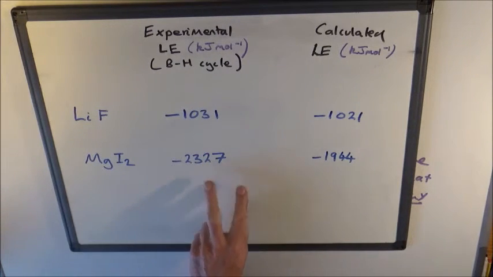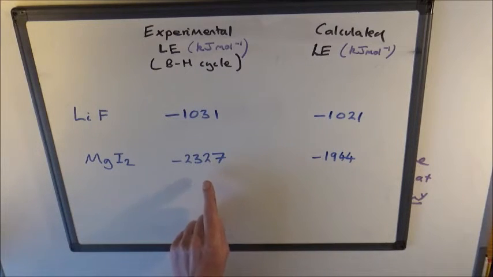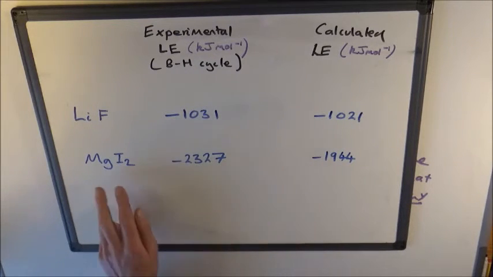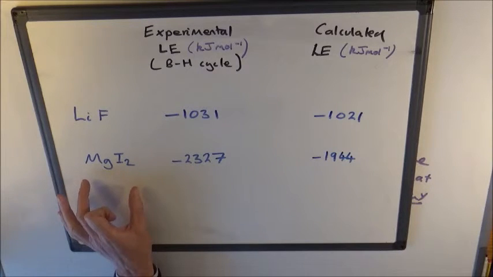So in this case, the difference between these two is the contribution of covalent bonding. So although we think of magnesium iodide as being an ionic substance, we say it has some covalent bonding or some covalent character that's contributing to its strength.